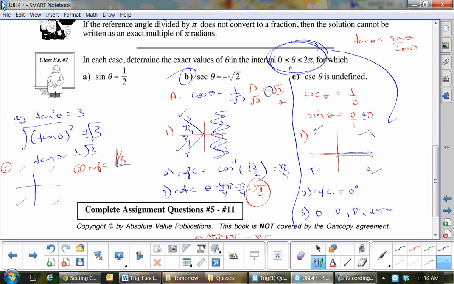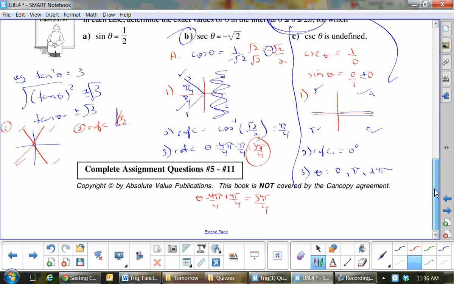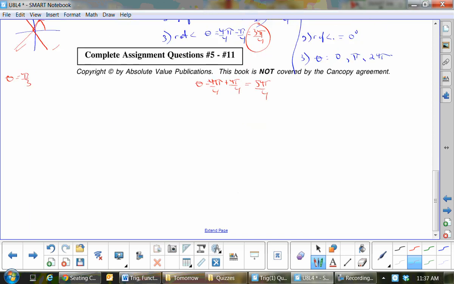Now, the reference angle is root 3, so I'm going to draw my root 3s. 1, 2, 3, and 4. Okay? So this one will have 4 answers. The first answer will be, you go clockwise. What's the first answer? What angle is that? Pi over 3, right?